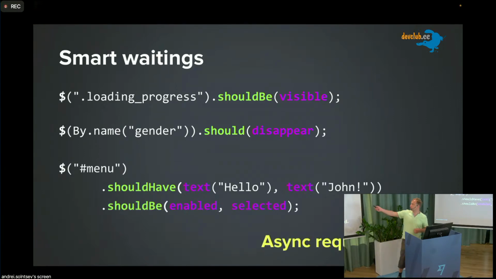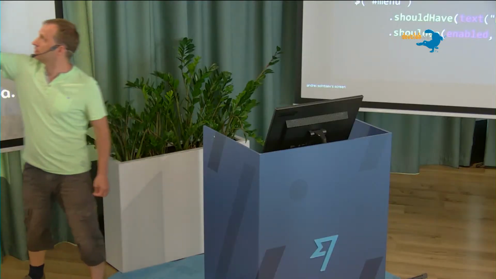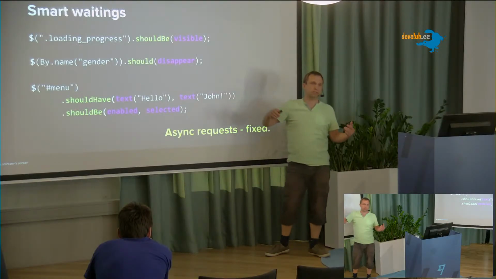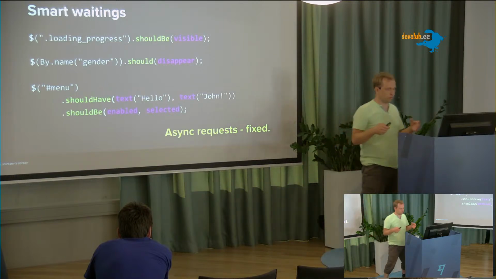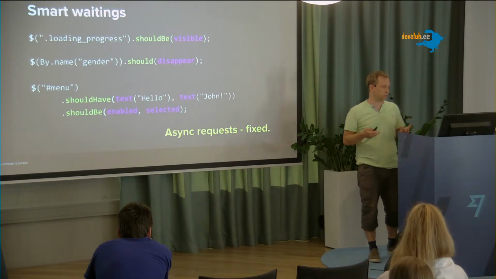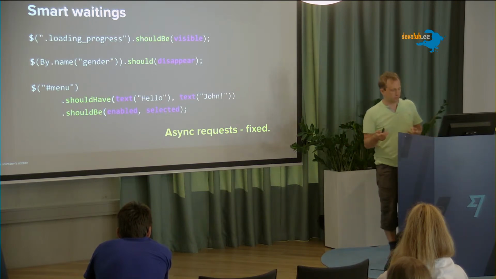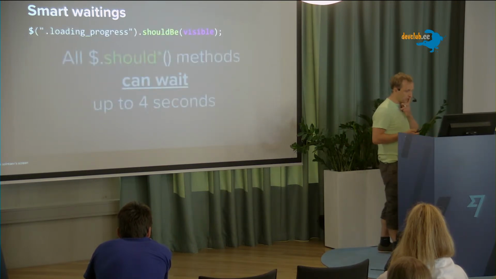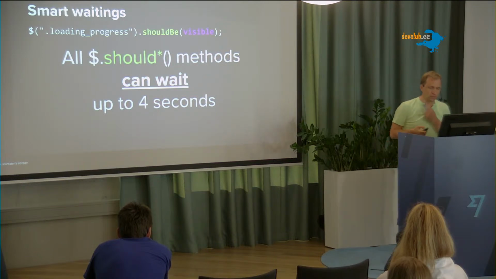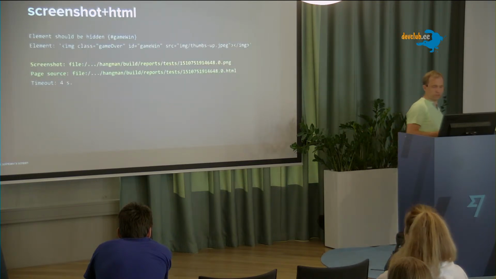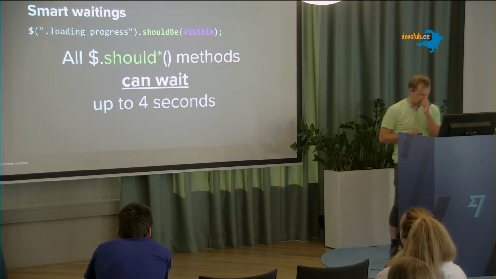If it's not visible yet, then Selenite will wait a little bit. We call it smart waitings. It solves most of the problems with async requests, slow JavaScript and so on. Once again, any of these methods will wait up to 4 seconds if needed, only if needed. And of course, this timeout is configurable. So it's not a problem.